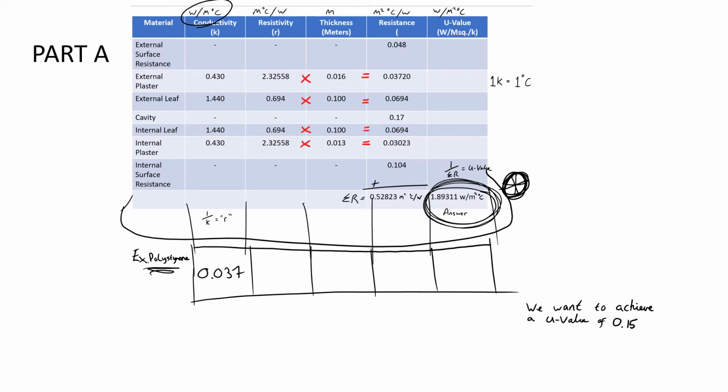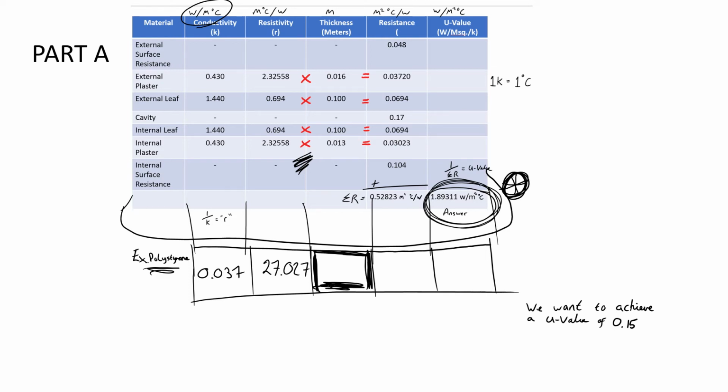So 1 divided by 0.037 equals 27.027. We then need to multiply that just like what we used to do above here. So we need to multiply that by the thickness. Now we don't know the thickness, and that's what we're looking for. This value inside here is what we're looking for.